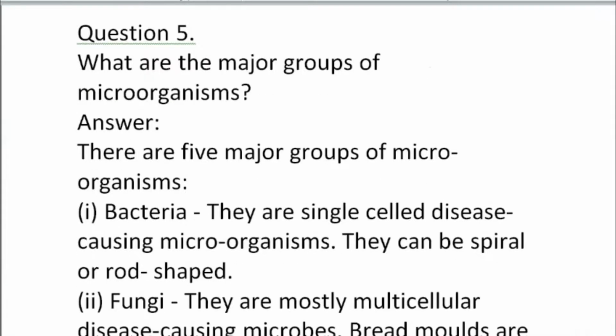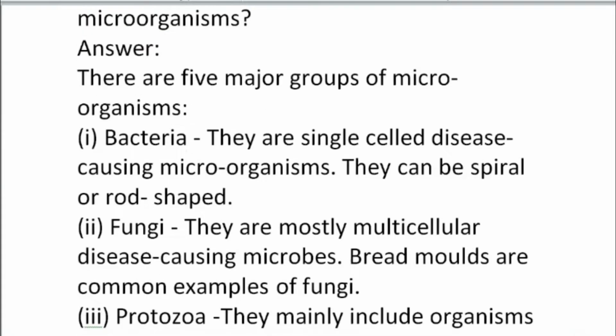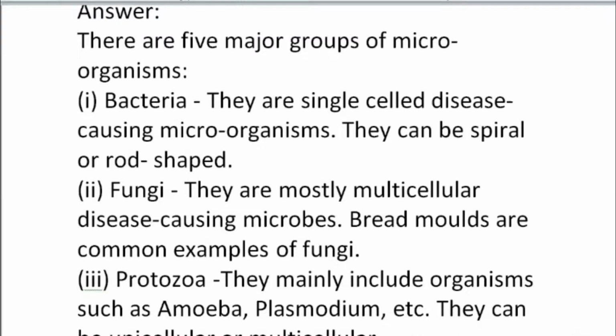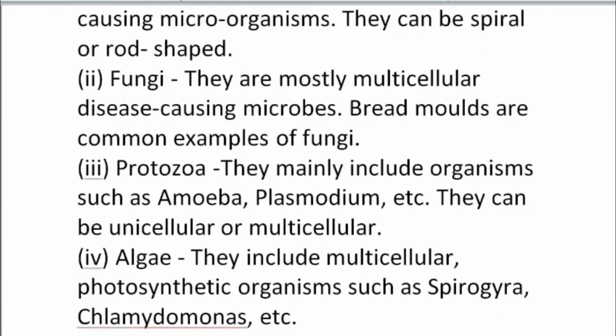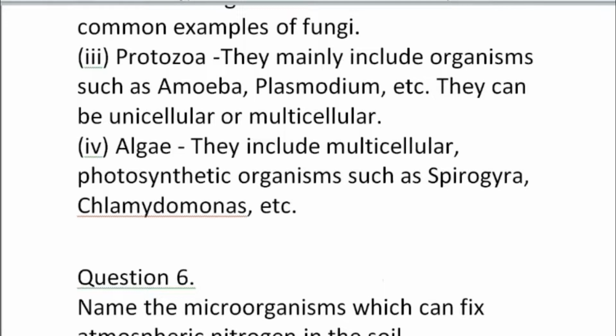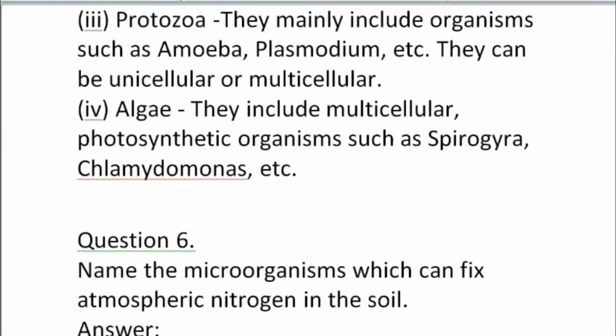Question 5. What are the major groups of microorganisms? Answer. There are 5 major groups of microorganisms. Bacteria. They are single-cell disease-causing microorganisms. They can be spiral or rod-shaped. Fungi. They are mostly multicellular disease-causing microbes. Bread molds are common examples of fungi. Protozoa. They mainly include organisms such as amoeba, plasmodium, etc. They can be unicellular or multicellular. Algae. They include multicellular, photosynthetic organisms such as Spirogyra, Chlamydomonas, etc.